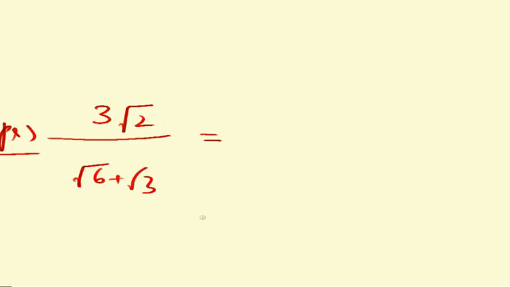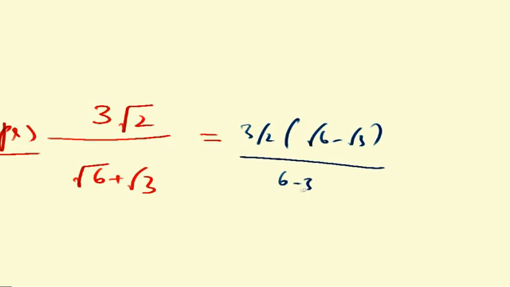Then go to the next problem. Here again it is root 6 plus root 3 in the denominator, so you take the rationalizing factor. Then it will become root 6 minus root 3, and in the denominator, as there are squares, you can directly take the numbers 6 minus 3.